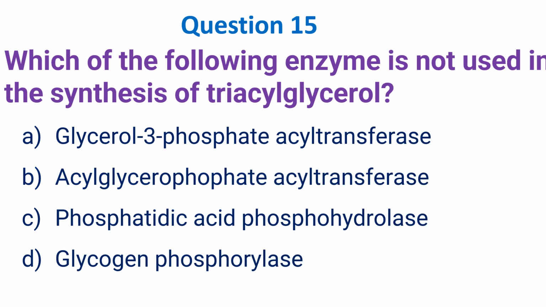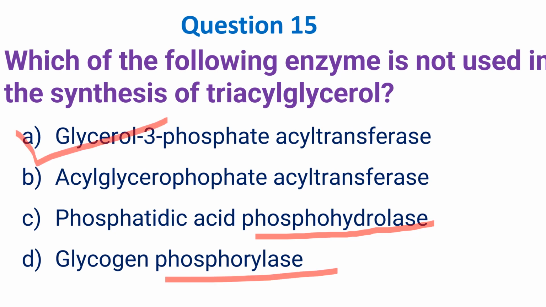Which of the following enzymes is not used in the synthesis of triglycerol? The options are A. Glycerol 3-phosphate acyltransferase, B. Acid glycerophosphate acyltransferase, option C. Phosphatidic acid phosphohydrolase, option D. Glycogen phosphorylase. The correct answer is A.